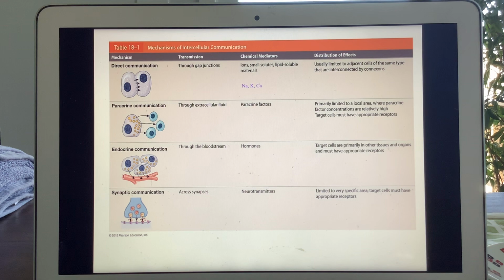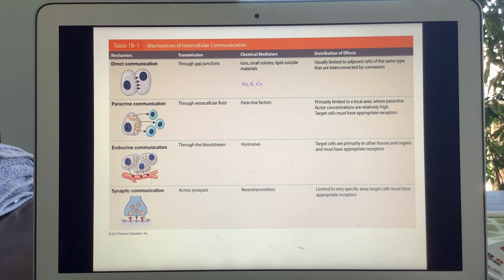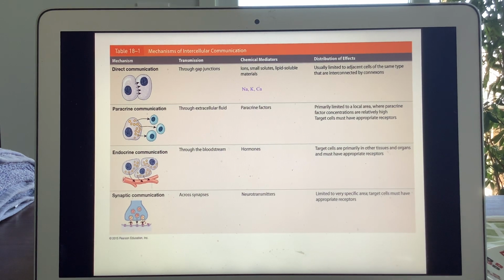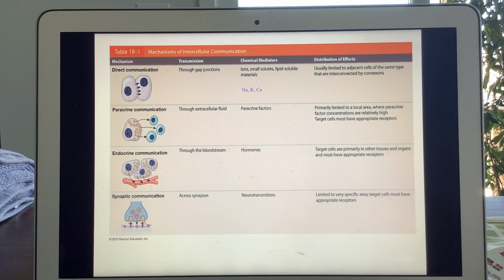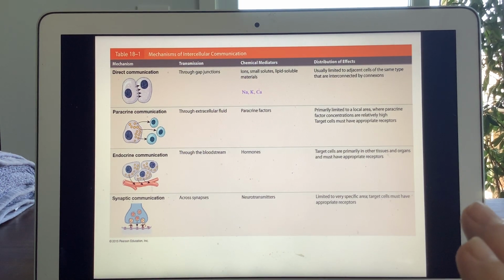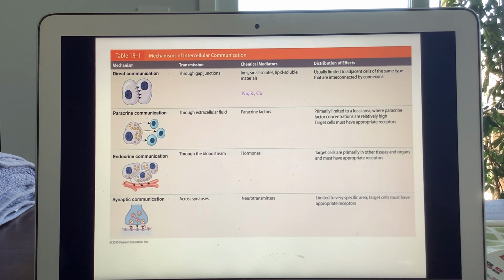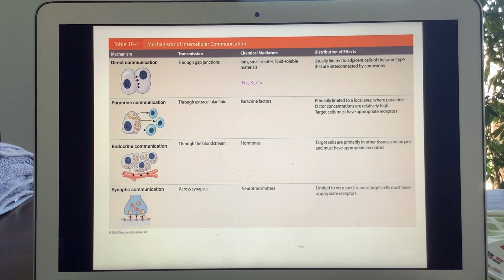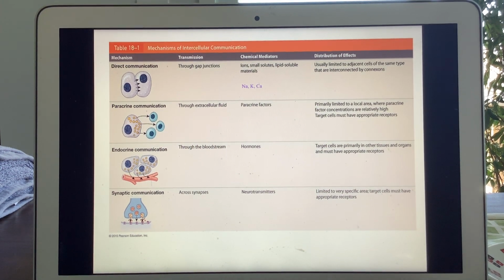Well, how are those effects going to be distributed? Bottom line, it's adjacent cells. They have to be next to each other because they have to have gap junctions. So when we talk about direct communication, it's going to be through gap junctions. We are mostly going to talk about ions, classic examples, sodium, potassium, and calcium, and it's going to be a communication that's limited to adjacent cells.